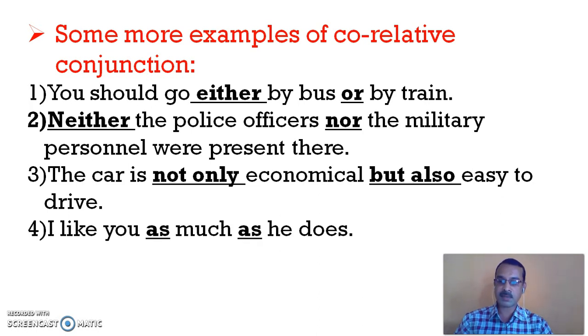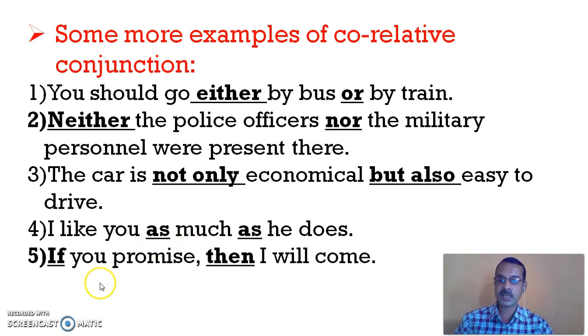In the next example, I like you as much as he does. This is a peculiar feature of the English language, that as much as is a comparison of two things, two people, two objects. So in such examples, you need to use correlative conjunctions like as, much as. In the next example, this is an example of condition.